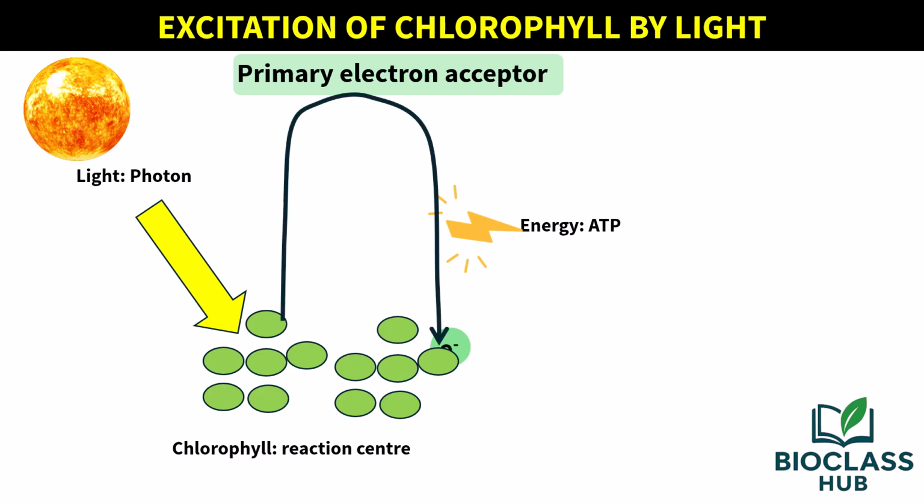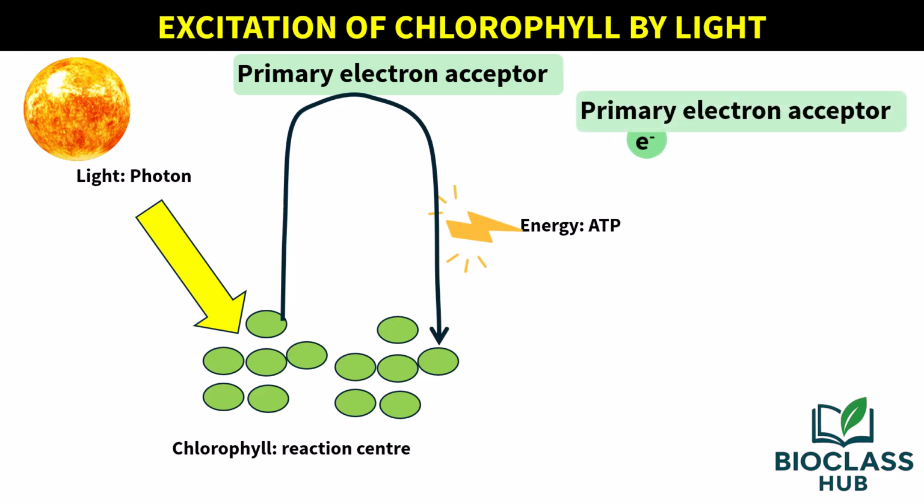Energy transfer. The excited electron passes its energy to another chlorophyll molecule. Electron transfer. The excited electron itself moves to a different molecule, known as an electron acceptor, leaving behind a positively charged hole in the chlorophyll molecule.